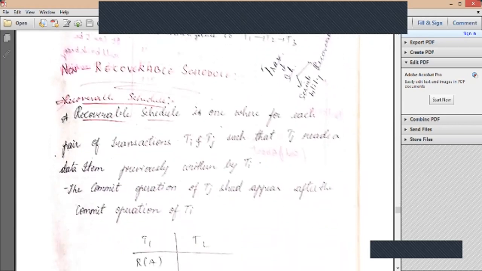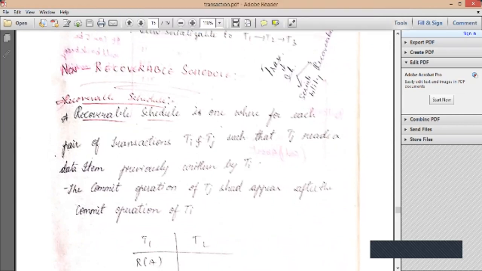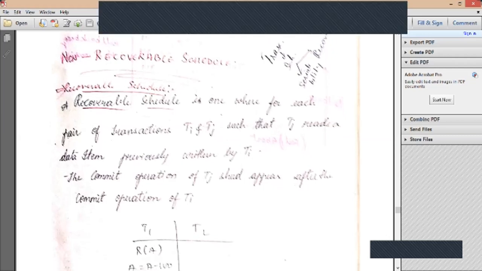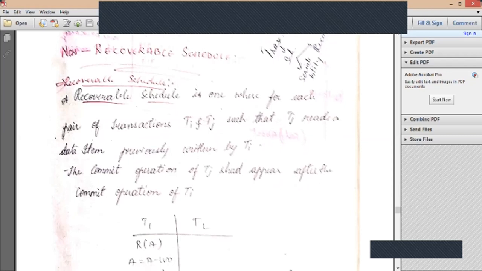After that we have recoverable schedule and non-recoverable schedule. What do we mean by a recoverable schedule? It says that a recoverable schedule is one where, for each pair of transactions Ti, Tj, such that Tj reads a data item previously written by Ti, the commit operation of Tj must appear after the commit operation of Ti.